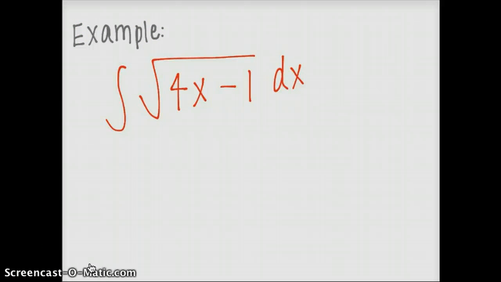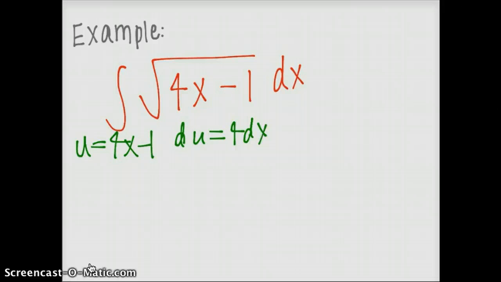In this problem, u is 4x minus 1, because that's the inside function. This makes du equal 4 dx. Since the goal in this problem is u du, to balance it, you need to multiply by 4 inside the integral and by 1/4 outside of the integral.